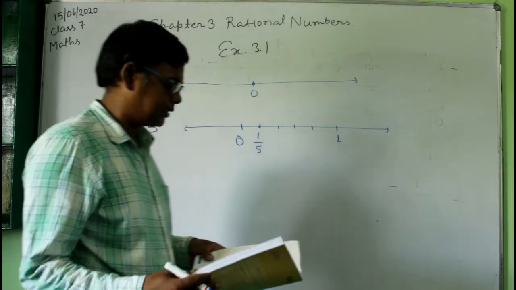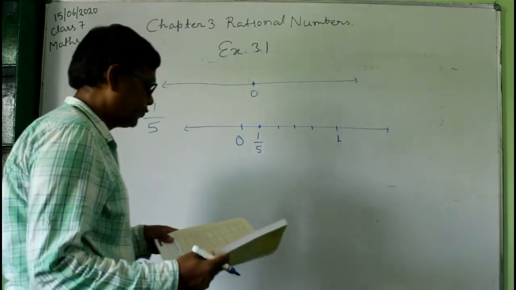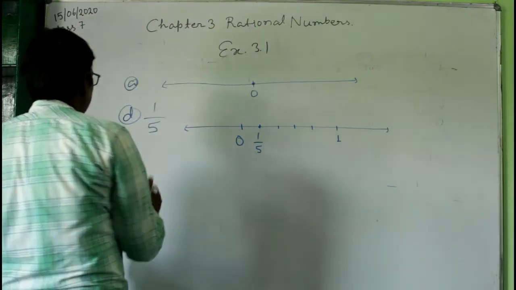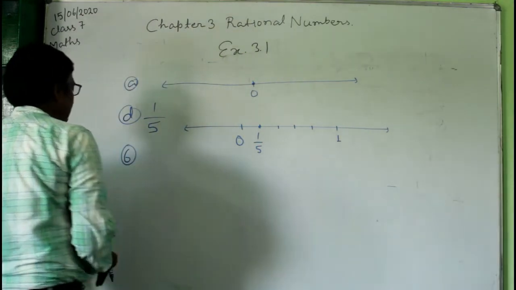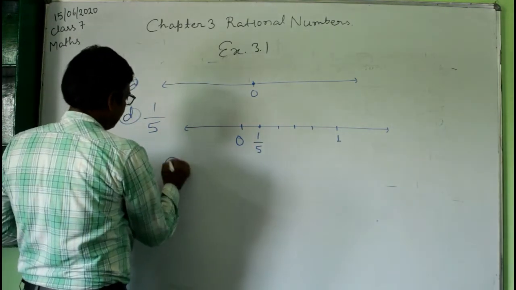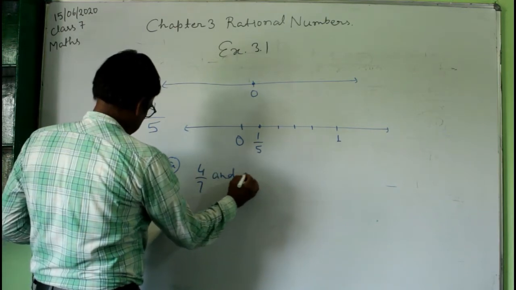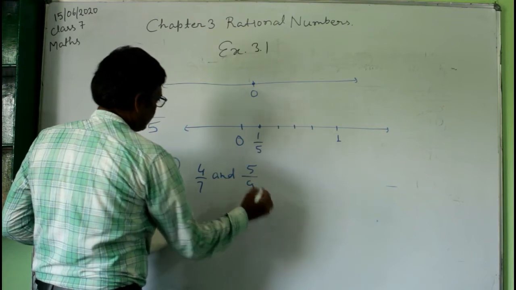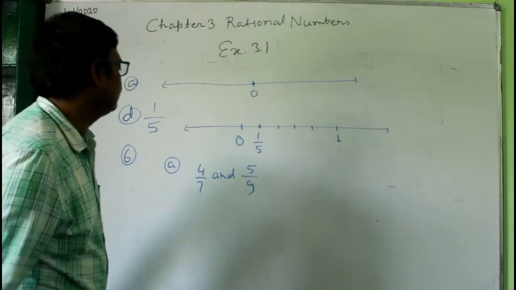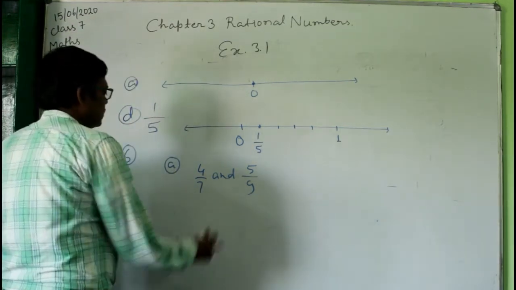Now question number 6. Identify the greater rational number in the given pairs. That is, we have to compare the two rational numbers. Which number is greater and which number is smaller? Now here there are many methods to find out which number is bigger or which number is smaller. So just cross multiply here.